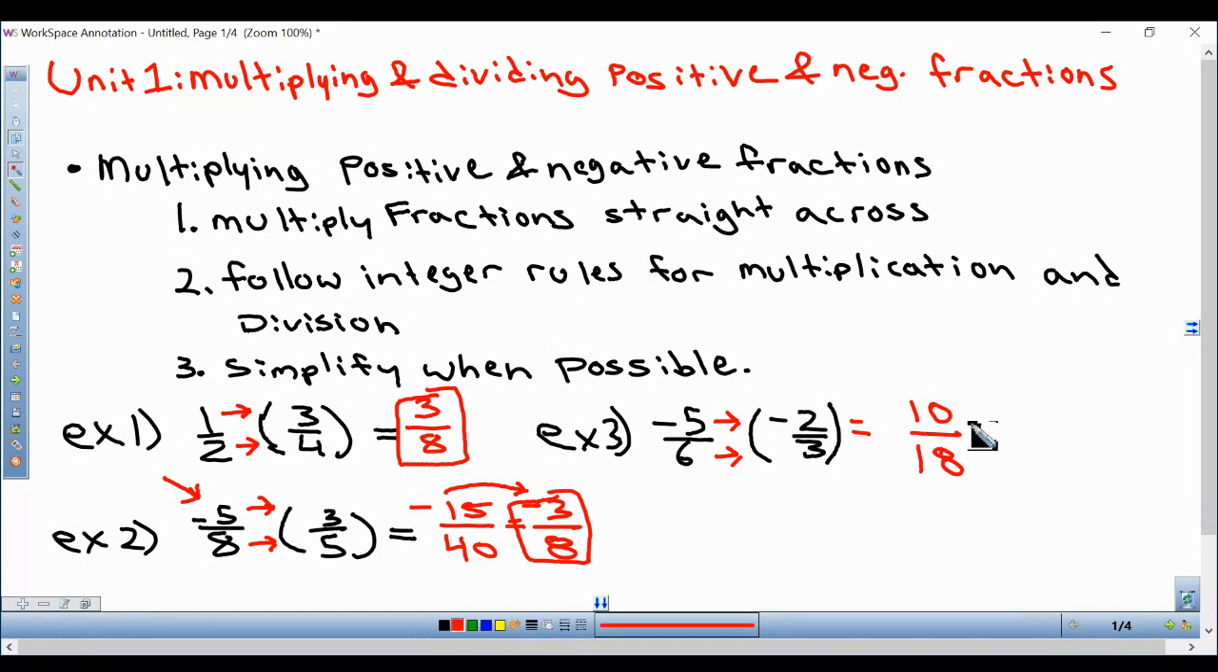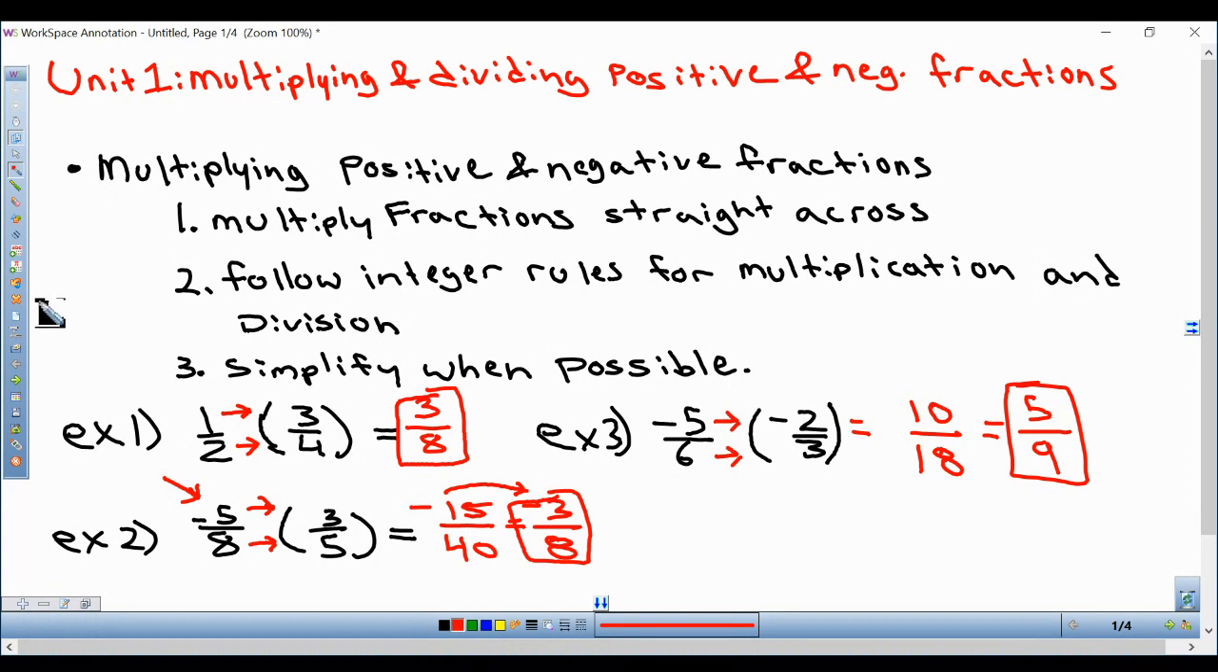10 over 18. Ask yourself, step number 3, simplify when possible. Can this be simplified? Yes, it can. 2 goes into both of these numbers. 2 goes into 10 5 times, and 2 goes into 18 9 times. Our answer is going to be 5/9. And that is multiplying fractions in a nutshell for you.